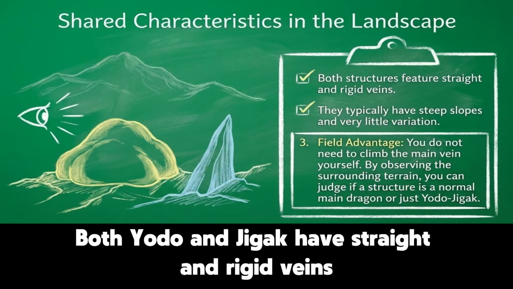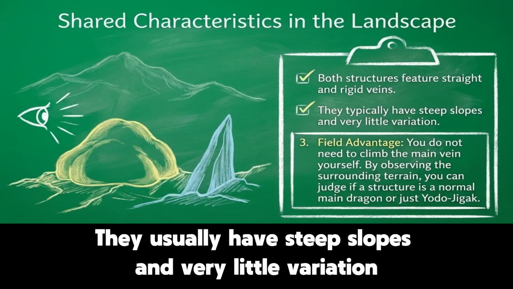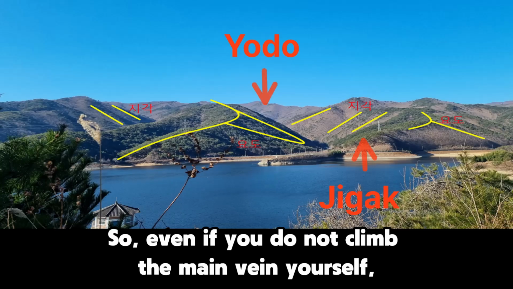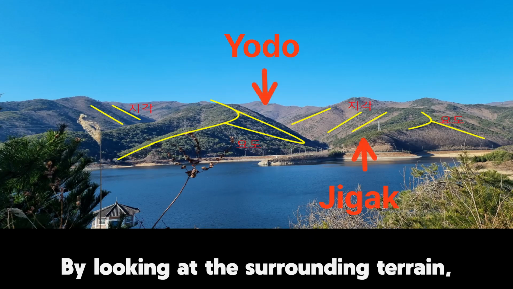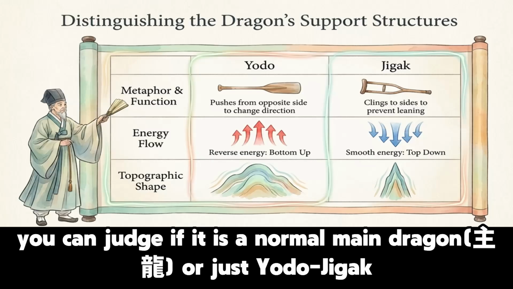Both Yodo and Jigak have straight and rigid veins. They usually have steep slopes and very little variation. So, even if you do not climb the main vein yourself, you can easily tell the difference. By looking at the surrounding terrain, you can judge if it is a normal main dragon or just Yodo Jigak.